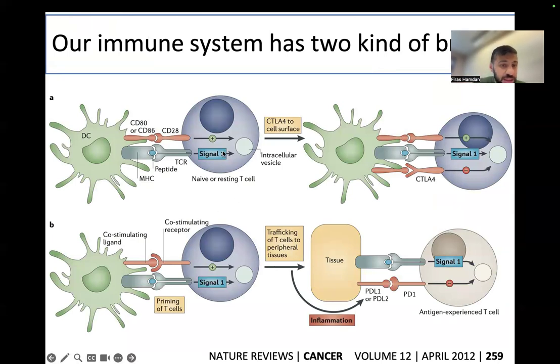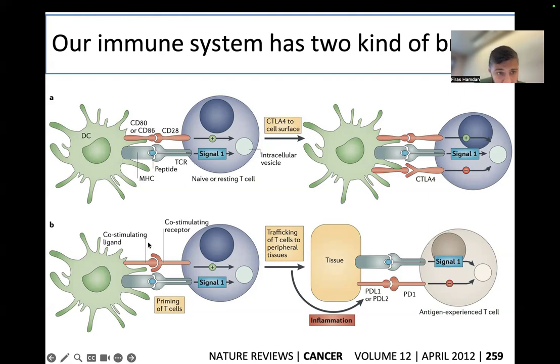We know that T cells need three signals to actually get activated. Signal number one comes from MHC and your peptide. Signal number two is the co-stimulation, so the CD28 and the CD80. And the third one, which is not drawn here, is your interleukin 2.